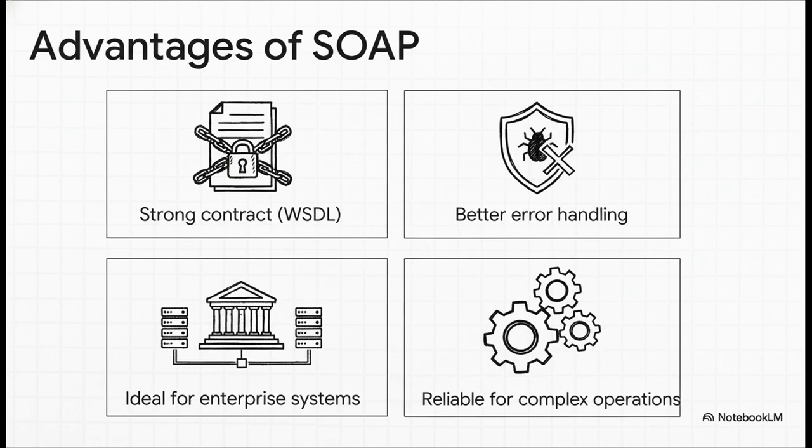So you might be thinking, wow, that sounds really complicated. And it is. But in some cases, that strict WSDL contract is actually a massive advantage. It guarantees reliability and has strong built-in error handling. That makes SOAP perfect for huge enterprise-level systems where you just can't afford any mistakes.